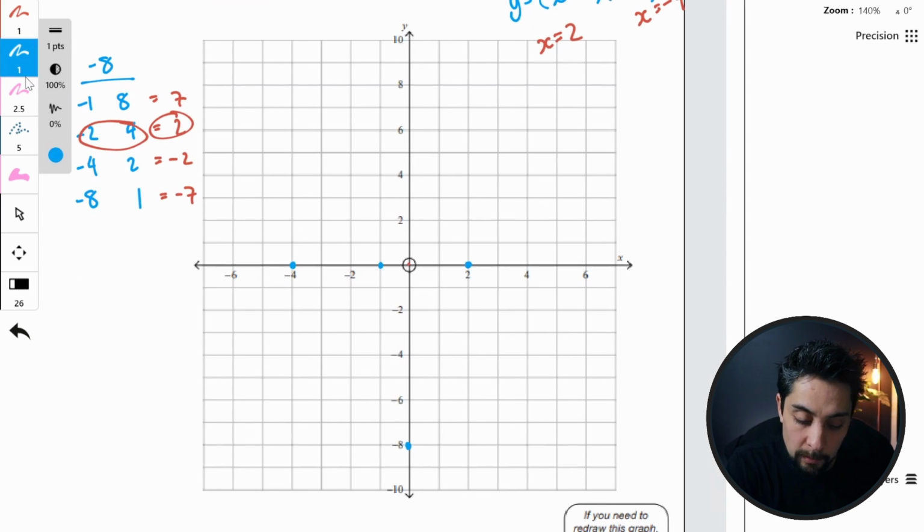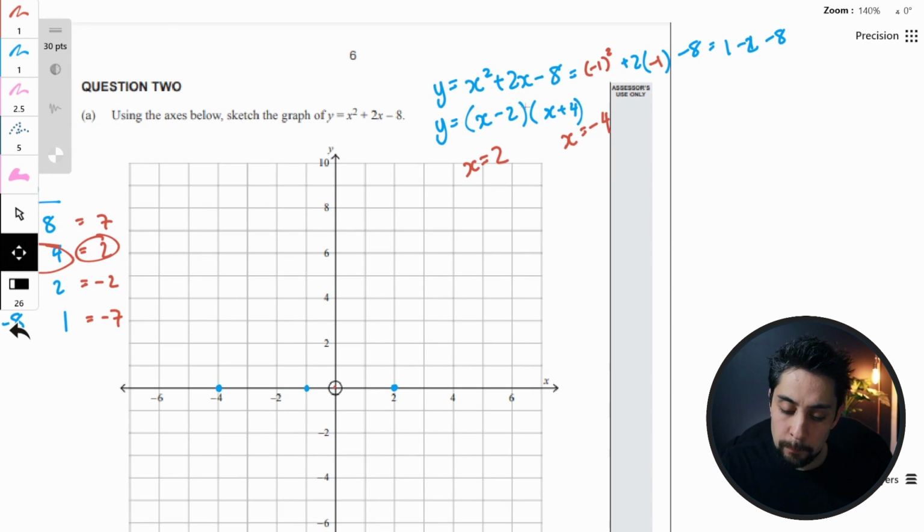So we can plot that on our graph. That will be right there. Let's just double check by putting it into this equation. If x is negative 1, then we have negative 1 minus 2. Sorry, did I say negative 1? Yeah, negative 1. Negative 1 minus 2 is negative 3.